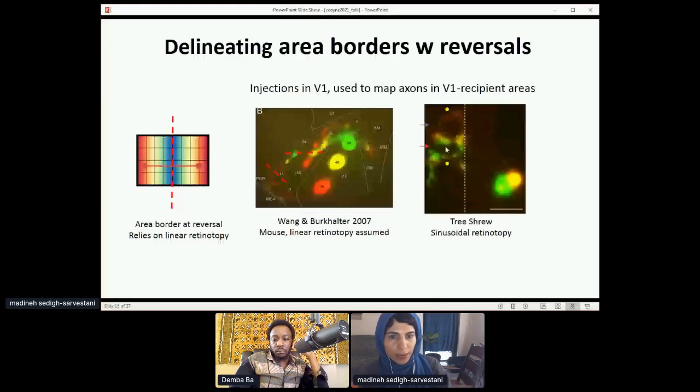So if I were to put an area border every time I came against a reversal in B2, then I would get all these little areas, each of which only maps a small portion of the visual field, and I would need all of the reversals together to actually produce a single map of the visual field. So my point here isn't that all of these higher visual areas in the mouse are a single V2, or that there's sinusoidal retinotopy just like in the tree shrew, but it's just that we need to be aware of other visual field transforms and not rely so completely on reversals.